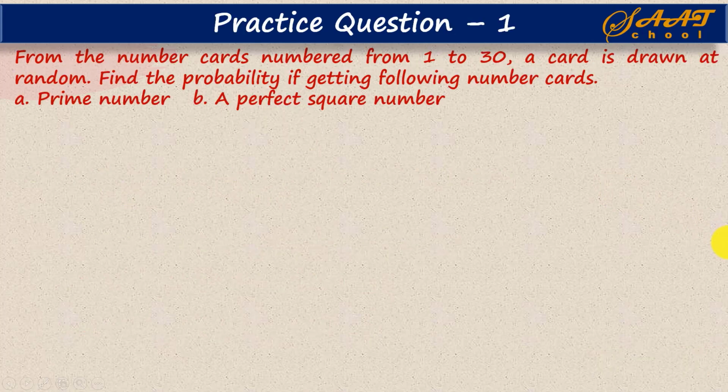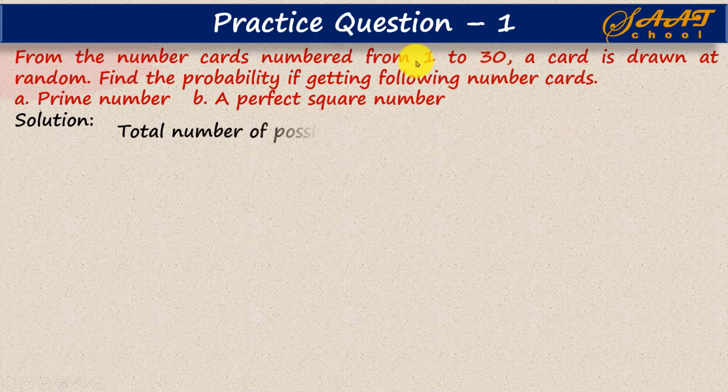Now here is a practice question. Practice question 1. The question is, from number cards numbered from 1 to 30, a card is drawn at random. The first question is to find probability of getting a prime number, and the second question is probability of getting a perfect square number. Since we have number cards from 1 to 30, that gives you total number of possible outcomes. That's why this 30 represents possible outcomes.